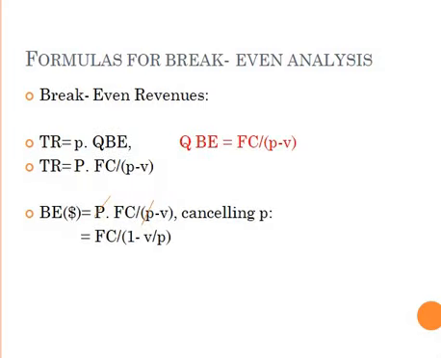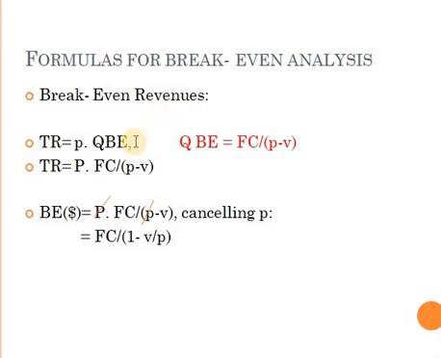Now I want to calculate break-even revenues, not break-even quantity. This means that I want to calculate the total amount of money that I'm gonna get when I sell quantity at break-even multiplied by the price. So total revenue equals to the price per unit times the quantity that I'm gonna sell at break-even.